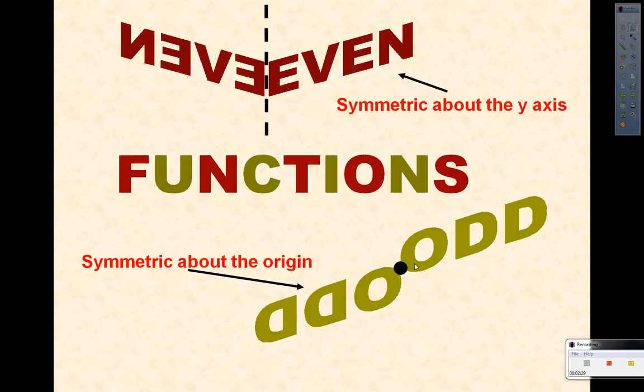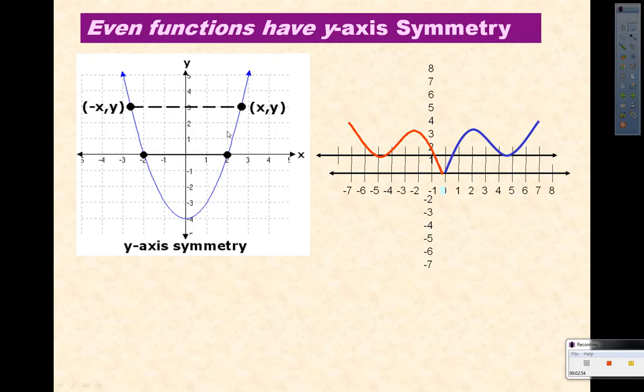Basically, from a geometrical standpoint, if you are able to take the function and literally flip it upside down, and it has the exact same shape as before, then that would be an odd symmetry. Alright, so let's take a look at some examples of even symmetry.